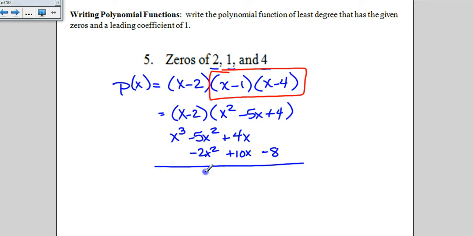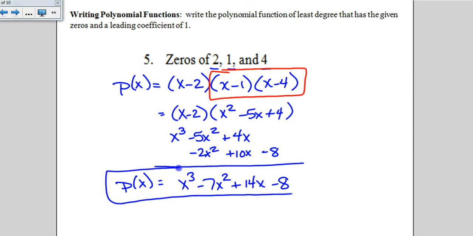And after I combine my like terms, my polynomial is x to the third minus 7x squared plus 14x and then minus 8. And that is your final answer. So a little bit of work because you got to FOIL it out, but it's actually really easy mathematically as long as you know how to FOIL and distribute.